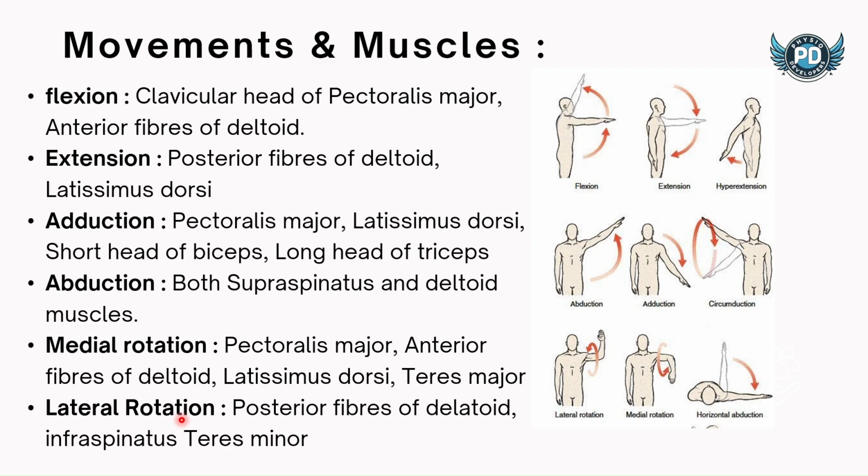Coming to the lateral rotation, posterior fibers of deltoid and infraspinatus, teres minor. These produce the shoulder joint lateral rotation. This is the diagram, lateral rotation of shoulder joint.